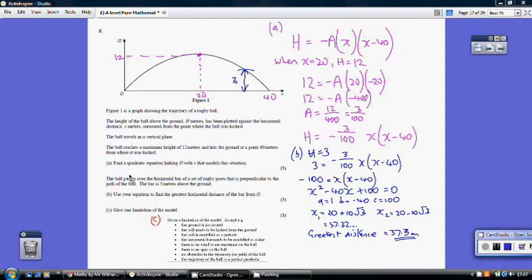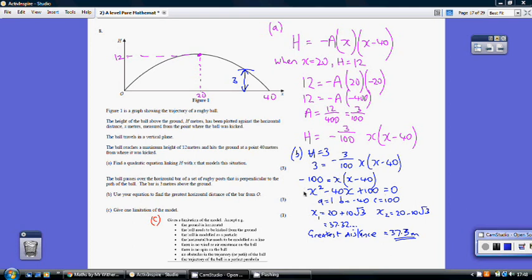Part B. So the ball passes over the horizontal bar of a set of rugby posts that is perpendicular to the path of the ball. The bar is 3 meters above the ground, so the height is 3. So we've just got to substitute in h being 3 into our equation. So substituting that in and multiplying through, we're just following through the algebra, rearranging, we can basically get this quadratic here. We have x squared minus 40x plus 100 equals 0.